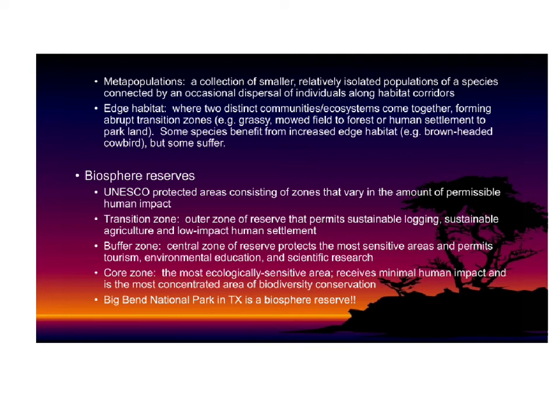Okay, so edge habitat. We talked about the brown-headed cowbird, and we're going to talk about it again. An edge habitat is where two distinct communities and ecosystems come together, forming these abrupt transition zones. Examples would be the transition between a grassy mowed field and a forest, or from human settlement to parkland. And there are lots of other types of transition zones, but those are just two examples.